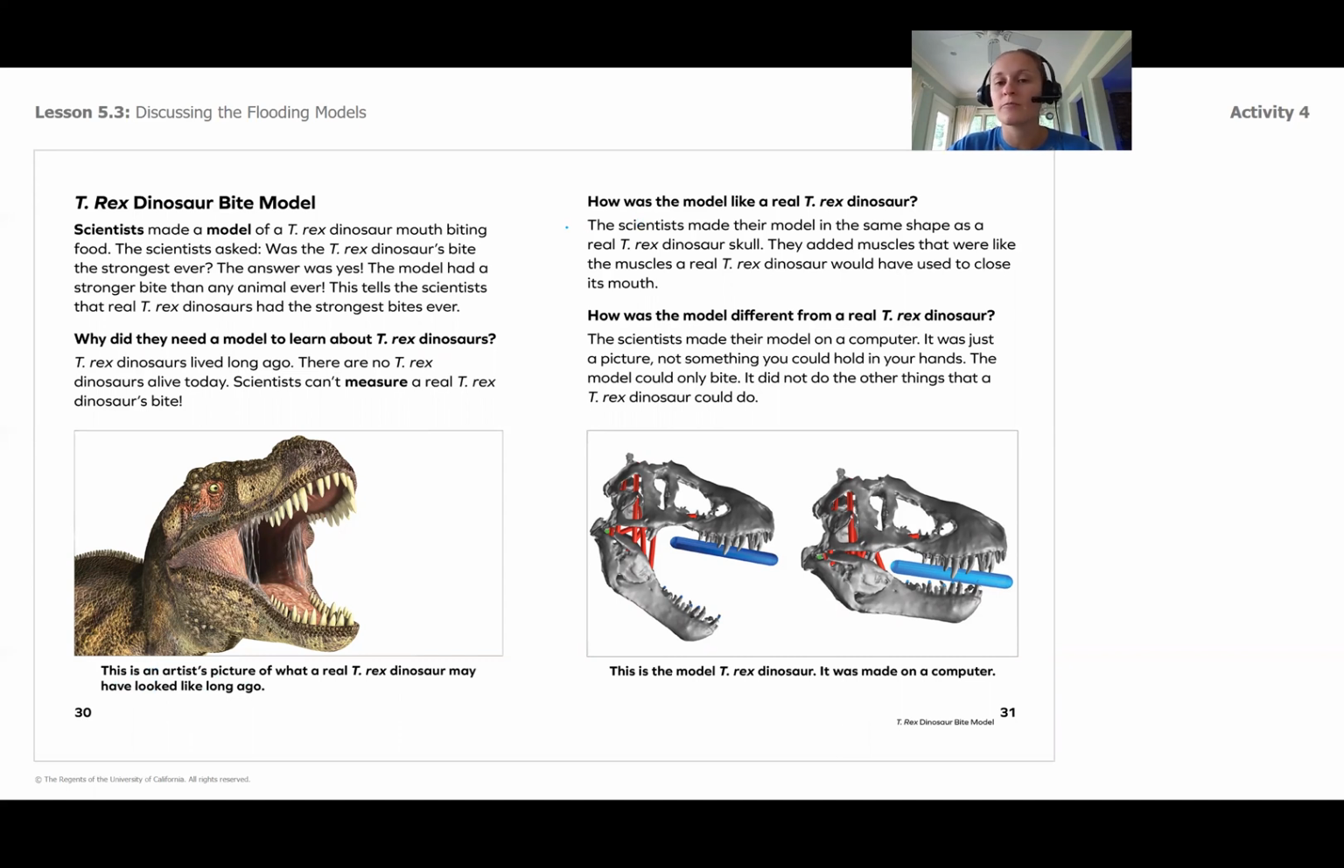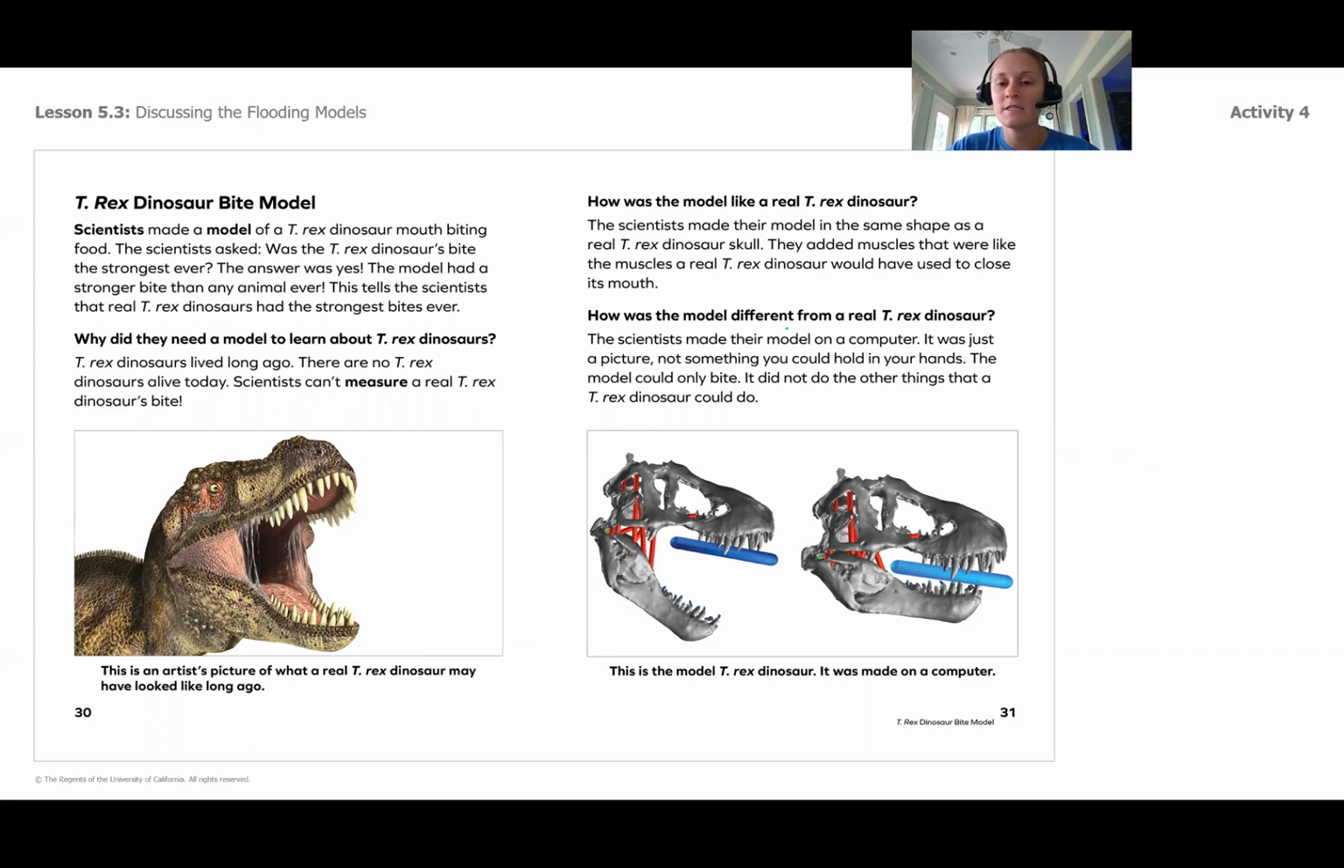How was the model like a real T-Rex dinosaur? The scientists made their model in the same shape as a real T-Rex dinosaur skull. They added muscles that were like the muscles a real T-Rex dinosaur would have used to close its mouth.